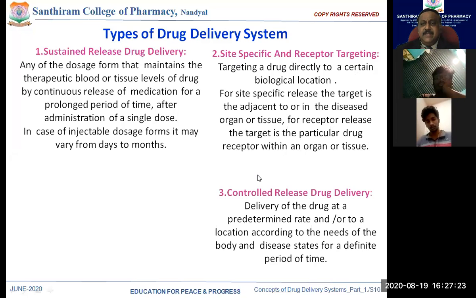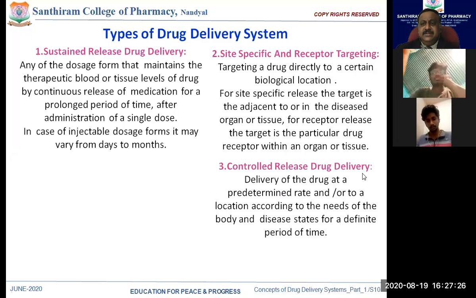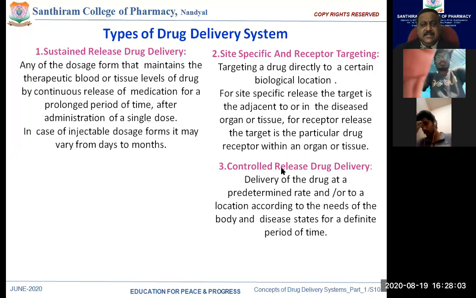Well, the third type is controlled release drug delivery. In this case, the drug is released in a controlled pattern, right? Controlled release drug delivery means the delivery of the drug at a predetermined rate and/or to a location according to the needs of the body and disease states, for a definite period of time, right? So here the release pattern is controlled.